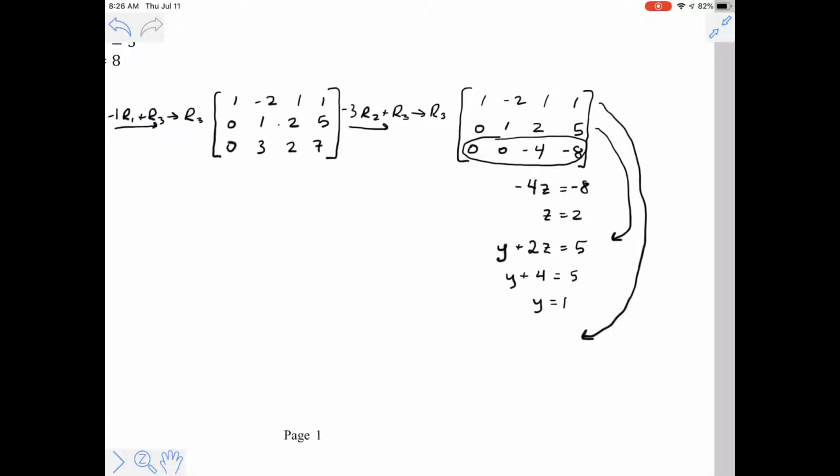and that row represents the equation x minus 2y plus z equals 1, and I know that y equals 1, so this is x minus 2, and I know that z equals 2, so that's another plus 2. And then the negative 2 and the plus 2 cancel, so x equals 1. So my solution is 1, 1, 2.